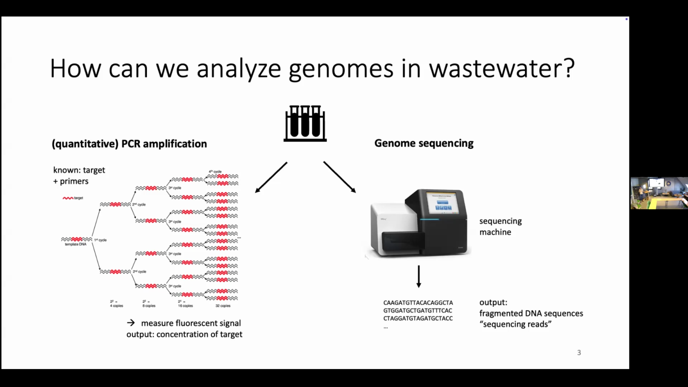But it doesn't give you an idea of the diversity or the variation within those fragments. It only gives you a quantitative measure of how much of this fragment is in there. So the other approach that is used often is genome sequencing, where actually you take the fragments and you sequence them. And this gives you short, fragmented DNA sequences, where we actually know the individual bases in the sample. And this we call sequencing reads.